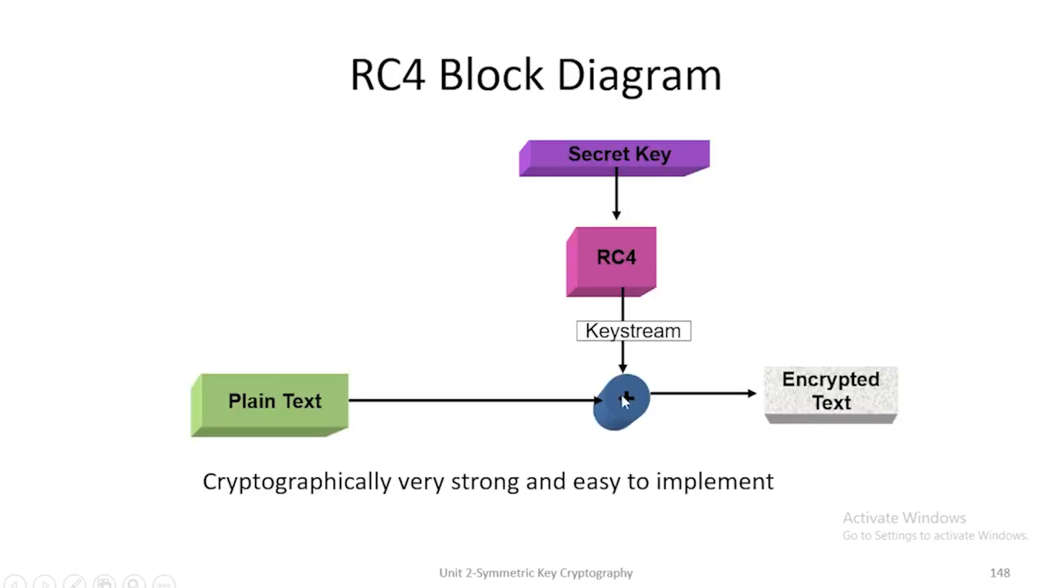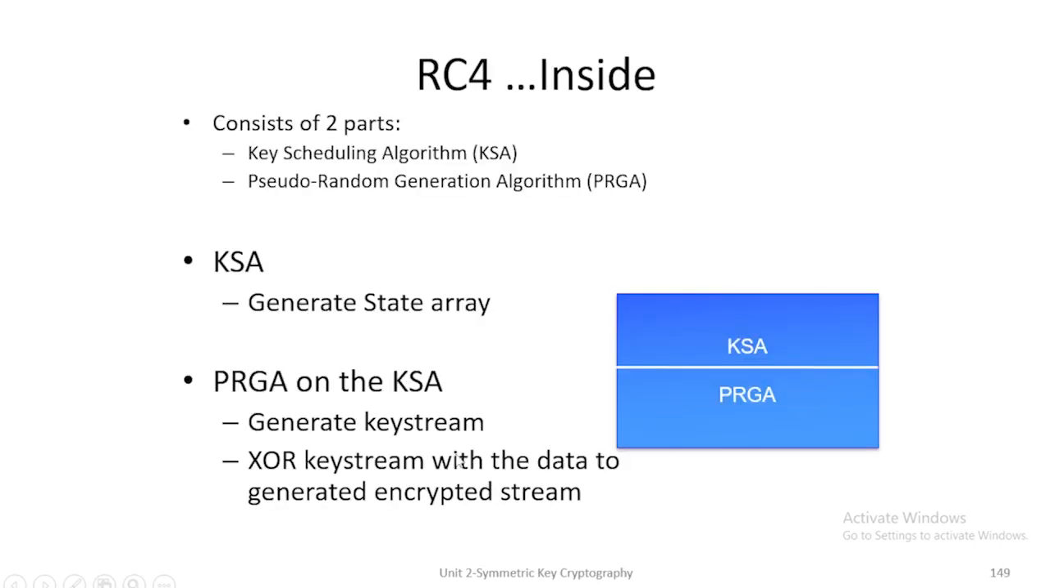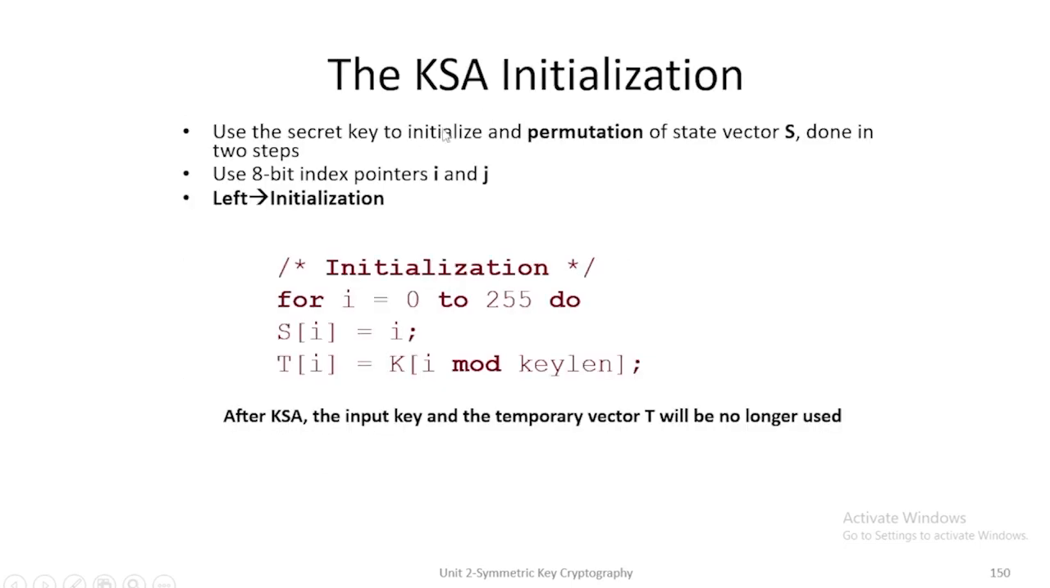With the help of this RC4, plaintext is converted into encrypted format, as the diagram shows. The key stream generation and the conversion of plaintext to ciphertext are done in the pseudo random generator algorithm. So the combination of both the key scheduling algorithm and the pseudo random generator algorithm is the RC4 implementation. The first part is the key scheduling algorithm, in which the state vector is named S. We initialize it with constant values from 0 to 255.